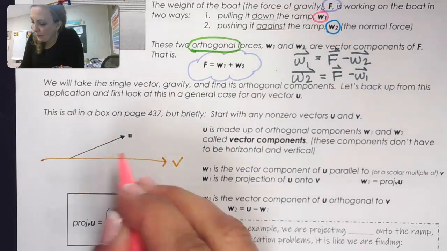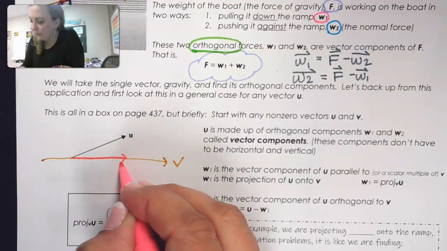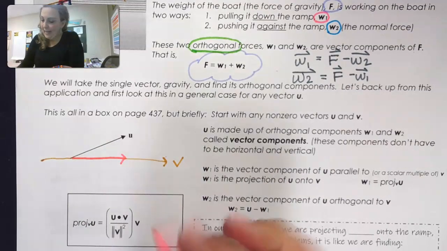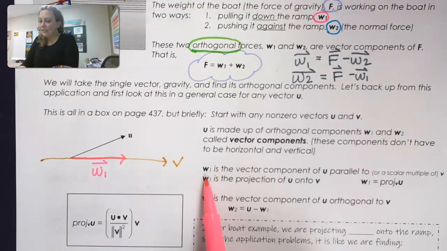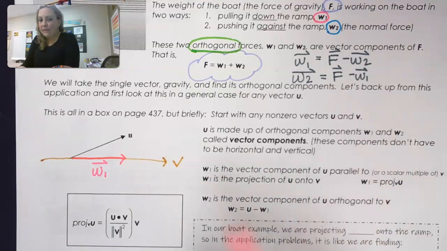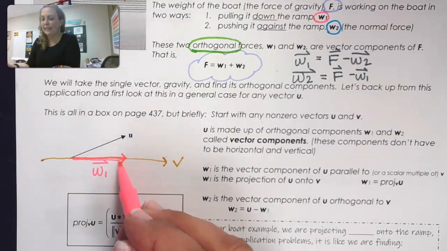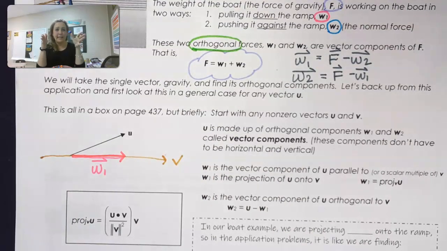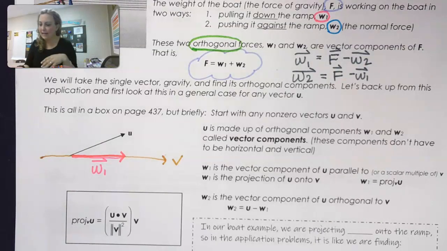One of them is going to be either parallel to or a scalar multiple of v, and that's what W1 is, okay? So vector W1 could be parallel to v, but oftentimes it's just a scalar multiple. The nice thing about a scalar multiple is that it has the same look as that vector, but it can be made bigger or smaller or go the other way.